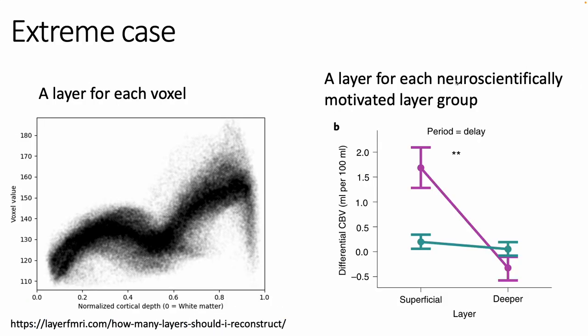And just to show you two extreme cases of the number of layers, Farouk Gülban does not like to bin at all. So when you have 20,000 voxels in your ROI for structural scans, then he has 20,000 layers, which is a bit hard to work with. The other extreme, very often in neuroscientific application studies, is that neuroscientists bin their cortical depth into neuroscientifically motivated layer groups. So this is an example where basically there was an input and output layer, two layers, and they only looked at that. And there are many things wrong with doing that.